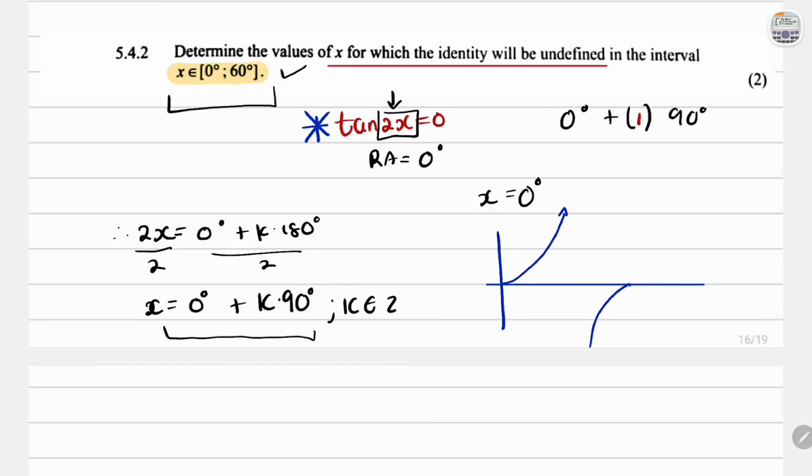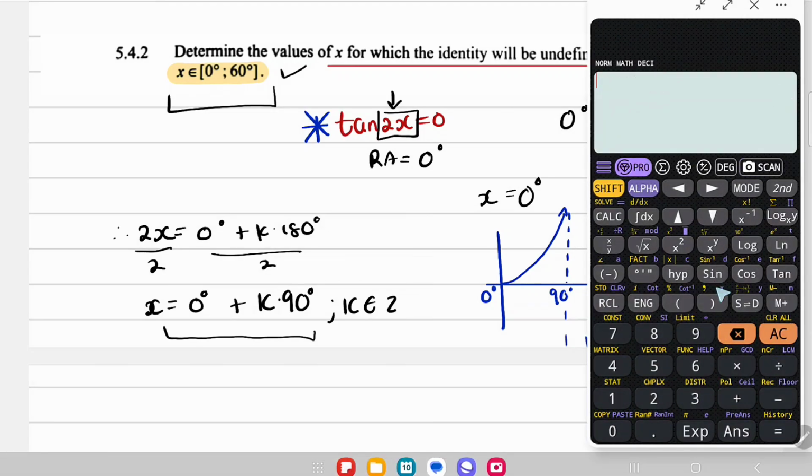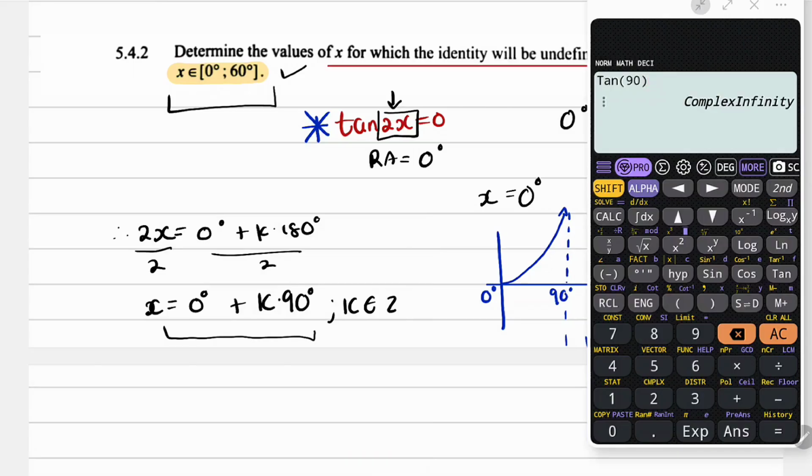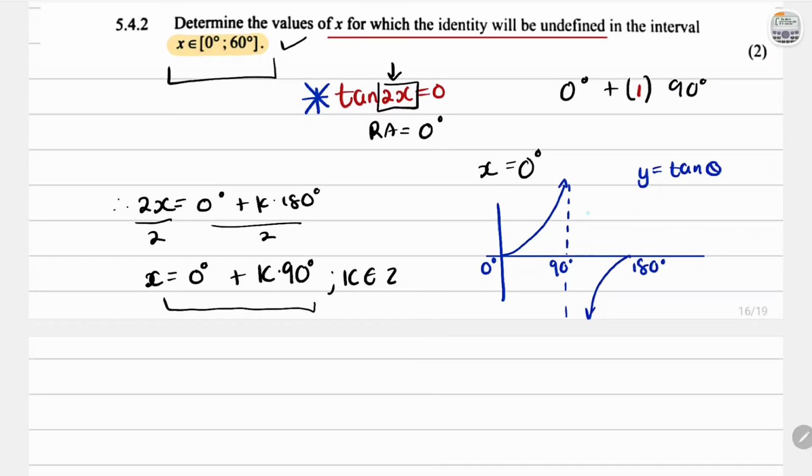You just need to remember where exactly this happens. We have tan 2x here, but for the normal tan graph, y equals tan theta, where does it have an asymptote? We don't have to overthink this because the interval we're using is really small, so I'll just use a tan graph that goes from 0 to 180 degrees. Where this has an asymptote is at 90 degrees. If you find tan 90, it's going to say error on your calculator because there is an asymptote at that point. So tan of 90 degrees is complex infinity.